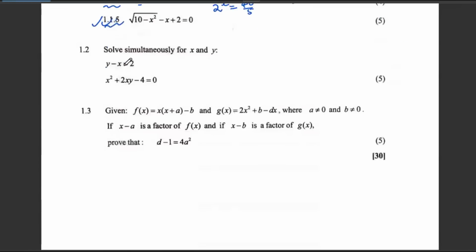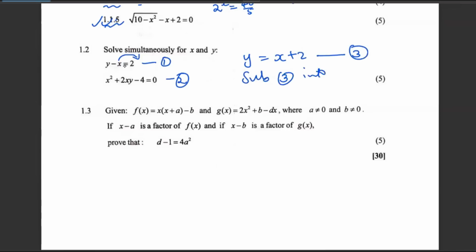1.2, solve simultaneously. If this is our equation 1, this is equation 2. From equation 1, we can see we can move this x that side, so that y is going to be x plus 2. Let me call this equation 3. And then we need to substitute equation 3 into equation number 2.